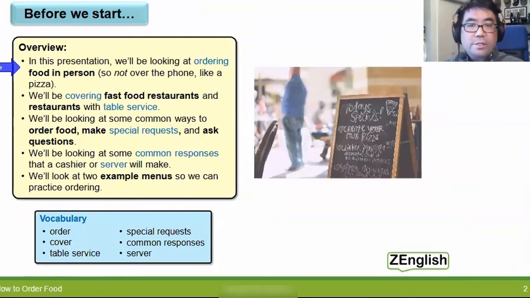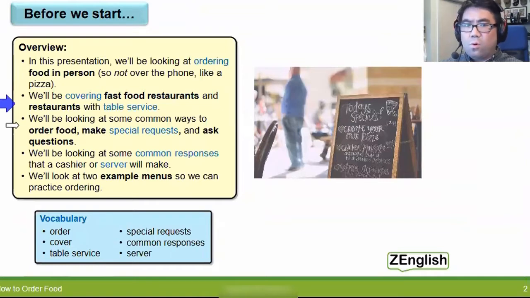We'll be covering two situations. Number one is fast food restaurants, and number two is going to be restaurants with table service. So table service means, of course, when you sit down at a table and the waiter comes to take your order and brings your food as well.